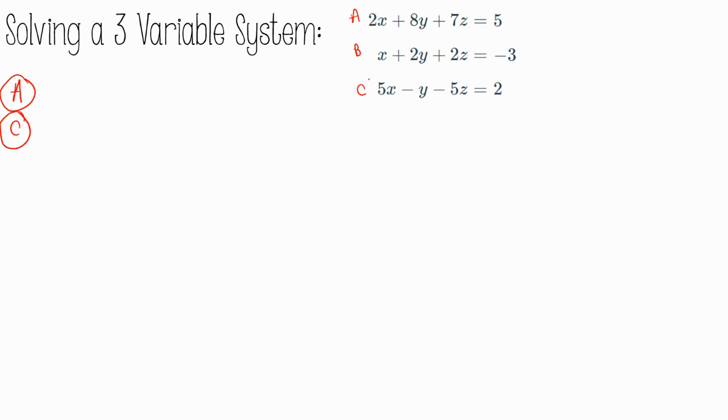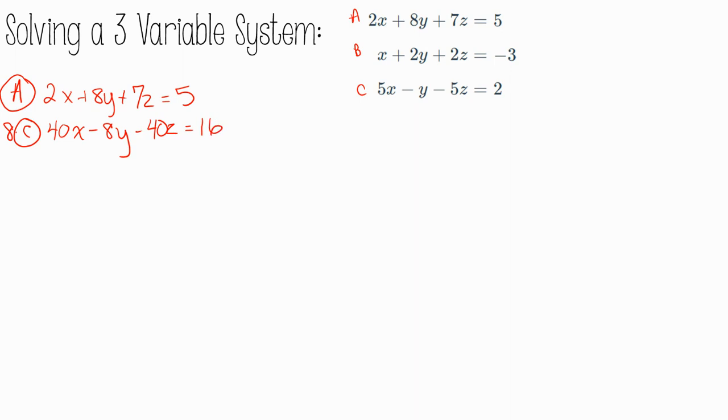What I need to do is multiply C by 8 in order to eliminate the y. So I'm going to put an 8 in front to remind myself that's what I'm doing. And I'm going to write out A, so I have 2x plus 8y plus 7z equals 5. And I multiply my C by 8, so I have 40x minus 8y minus 40z equals 16. Don't forget to multiply your end numbers.